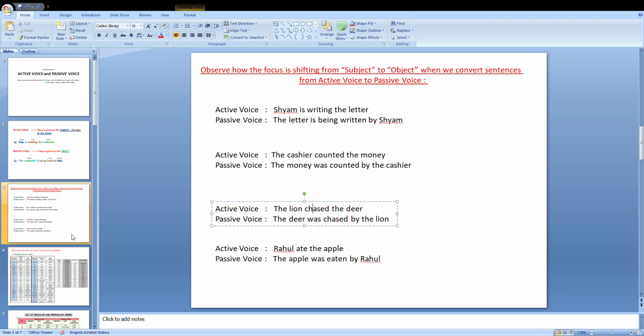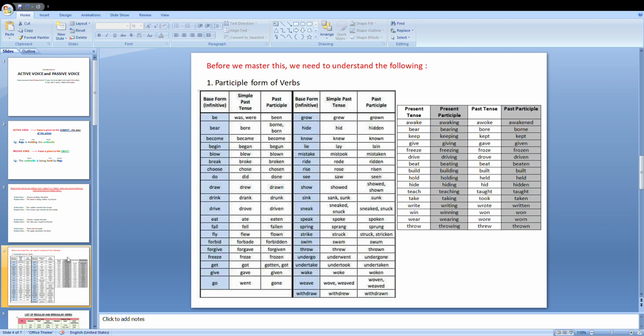Now, before we master this entire concept and before we go to the exercise part of it, there are two main things that we need to understand. Of course, we'll not go into the depth of this yet. Probably in the future videos we will. But every verb has a participle form. Now, if you look at it, every verb basically has three forms. One is the base form, then the tense form, and the participle form.